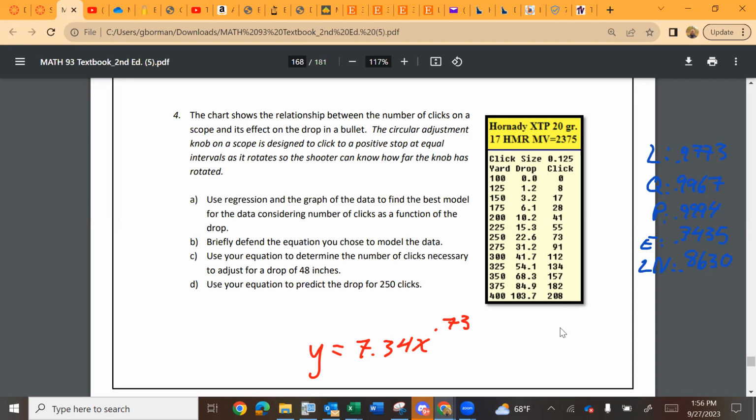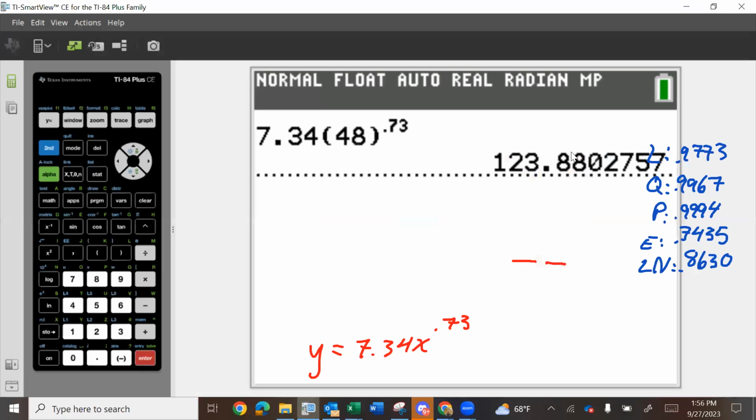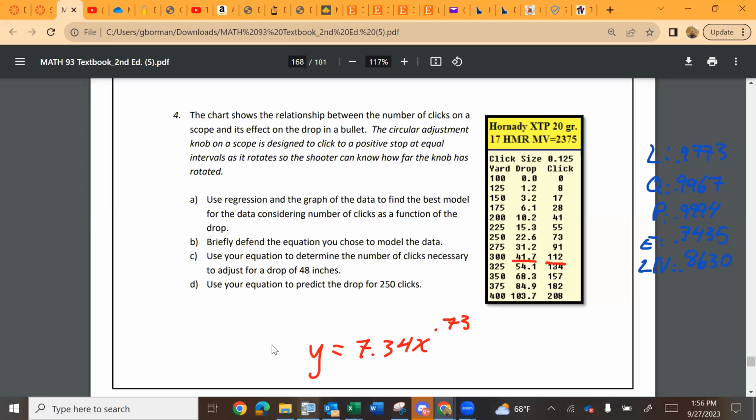All right, now, does that seem reasonable? You always want to ask, does that make sense? Well, 48 inches of drop is right in here, so we would expect the number of clicks to be somewhere between 112 and 134, which we got, about 124. Cool.